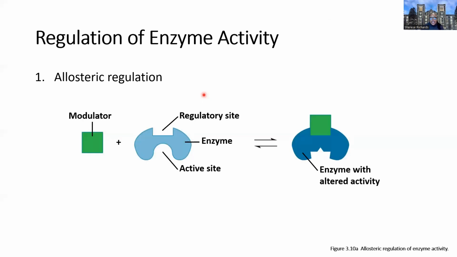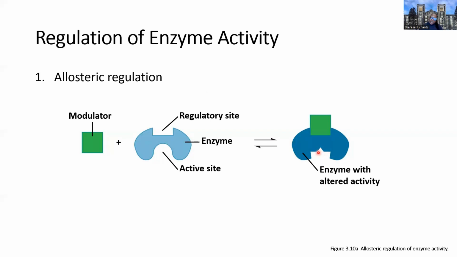Let's start with allosteric regulation. So what does this mean? Allosteric means that we're going to bind some type of modulator. So some type of external compound or element will bind to our enzyme at its regulatory site. So here we're thinking about two different sites for binding on the enzyme, and the modulator binds to the regulatory site, and that has an effect on the configuration of the active site.